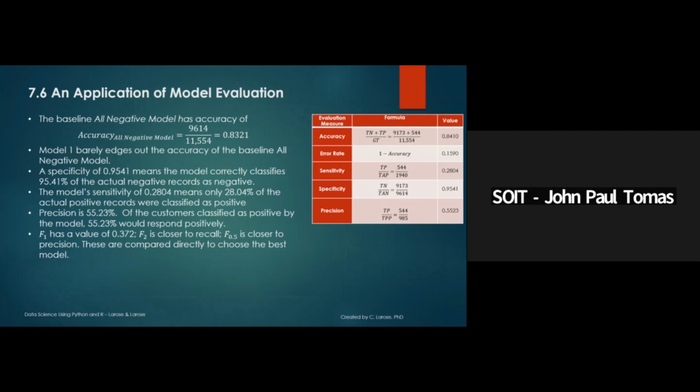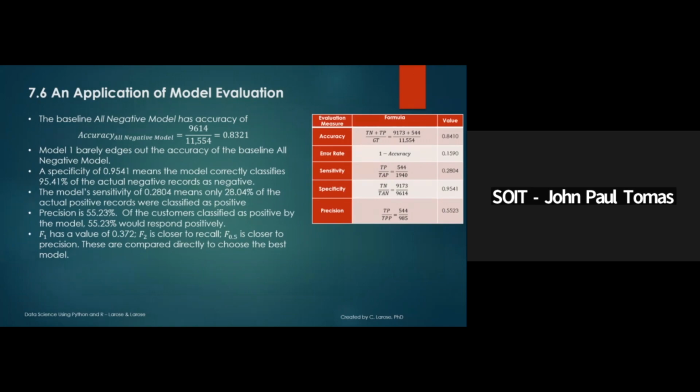Now, the remaining numbers vary across different models depending on the predictions. So the result of the 8 evaluation measures are actually shown here. Actually, I just posted 5 evaluation measures.